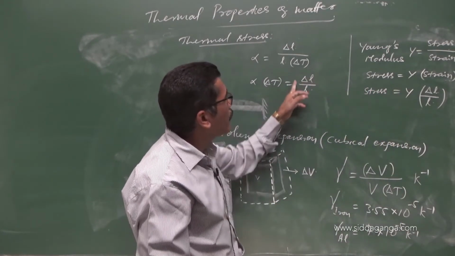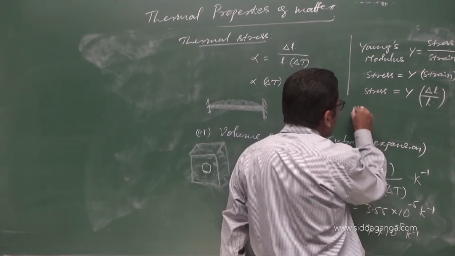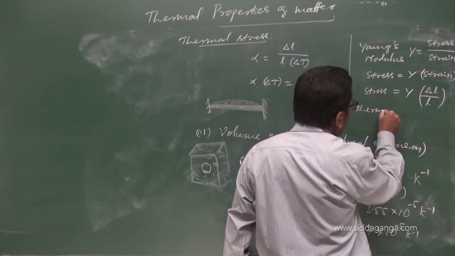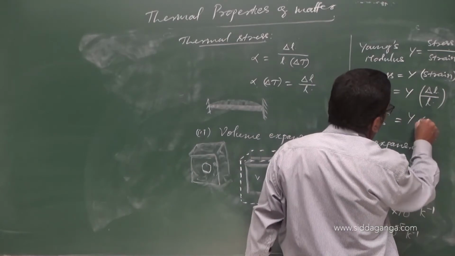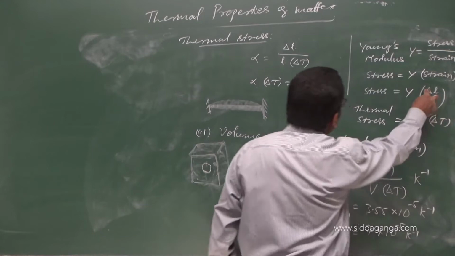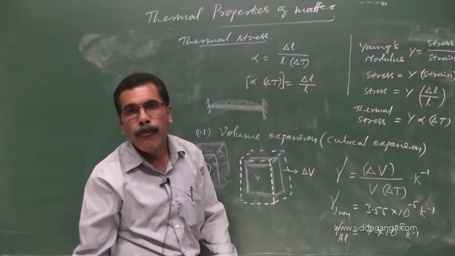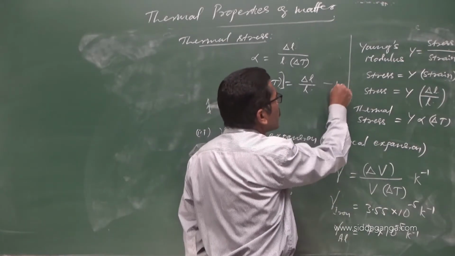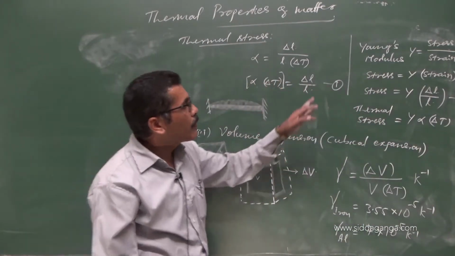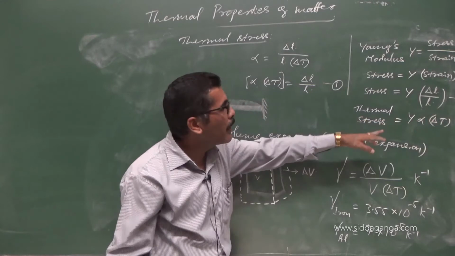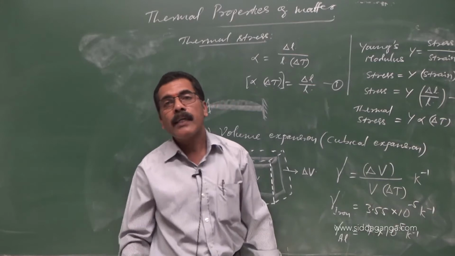Now you know what delta L by L is: alpha into delta T. Therefore, I can write stress, this stress is thermal stress, which is equal to Y into alpha into delta T. I am putting alpha into delta T here in this equation. If I take this as equation 1 and this as equation 2, I am substituting equation 1 in equation 2, in the place of delta L by L, I am putting alpha into delta T. See, this is how we can determine thermal stress.